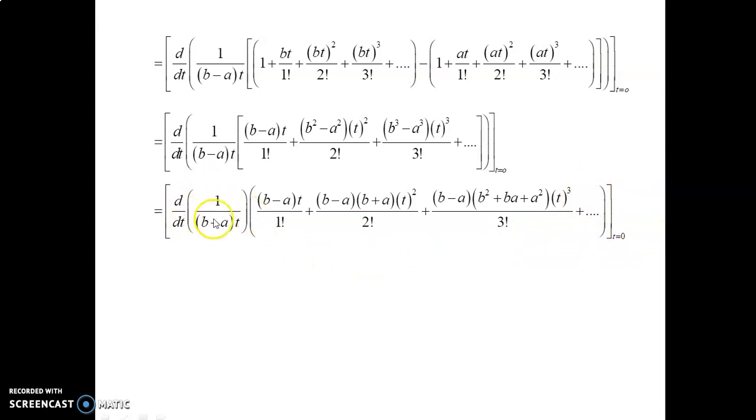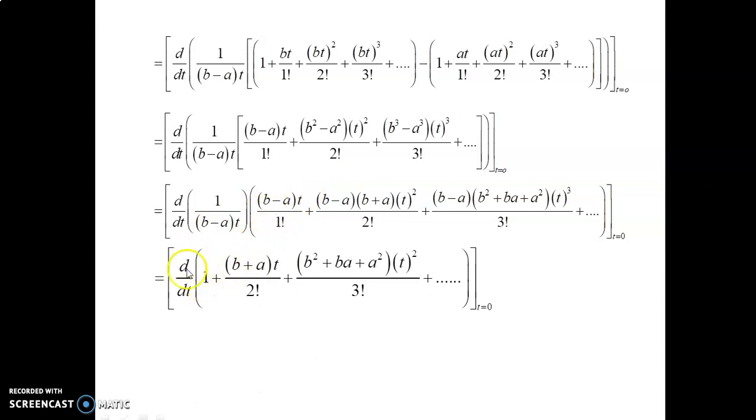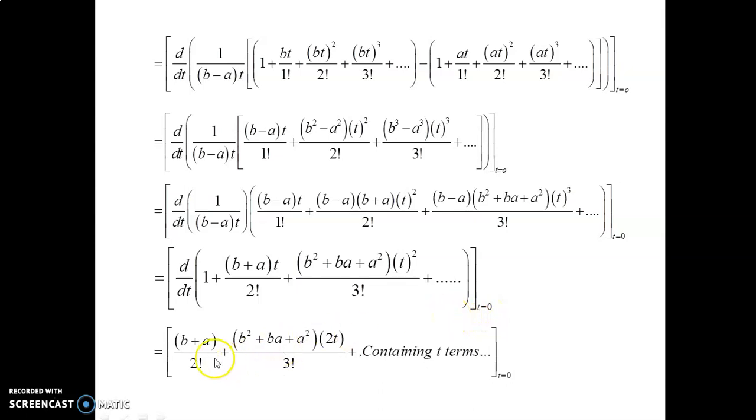Now multiply by 1/((b−a)t). Cancelling there, this term is 1, so d/dt of [1 + (b+a)t/2! + (b²+ba+a²)t²/3! + etc.] at t = 0, since (b−a)t is cancelled in each term.